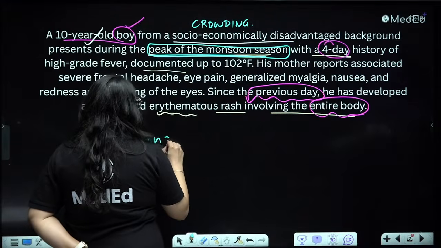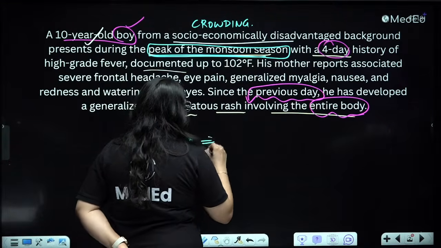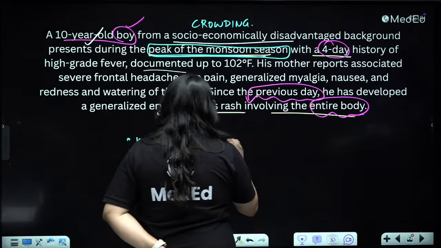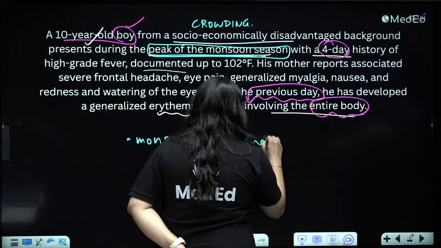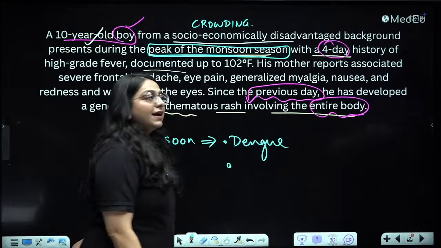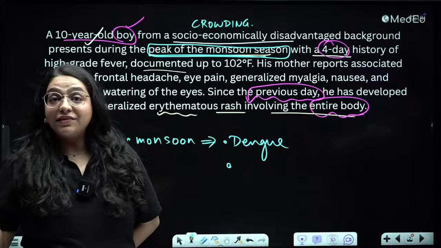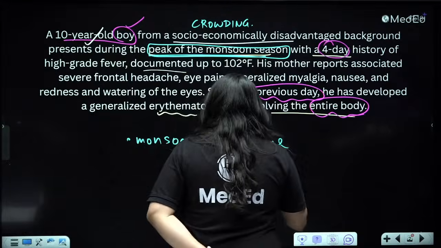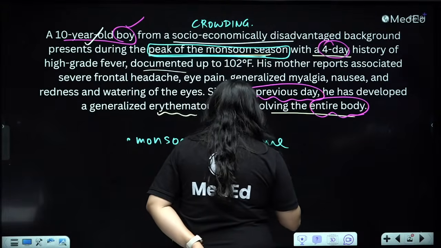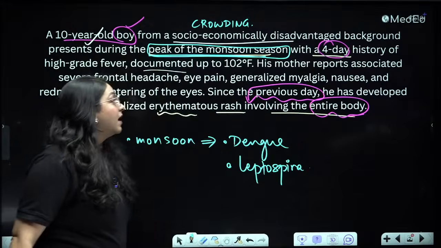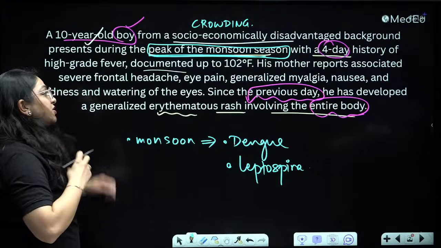So every time monsoon and fever with rash, shouldn't I think of dengue? If it is monsoon, then rat urine, rain and rice fields. So with rain, I should also think of leptospira. Leptospira, yes. Again, that also has fever and rash.